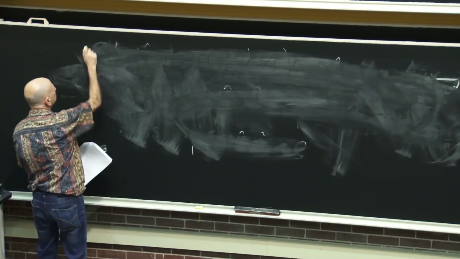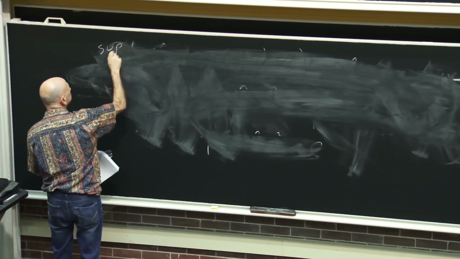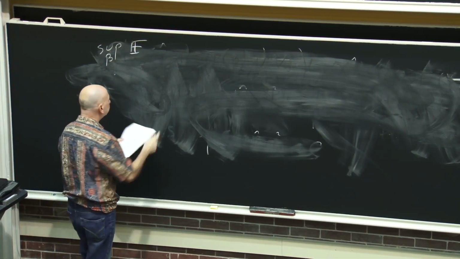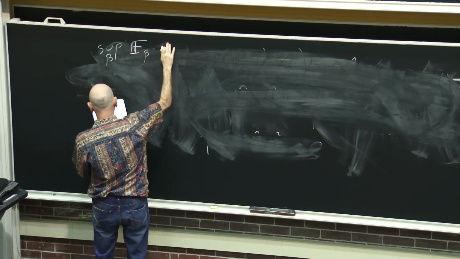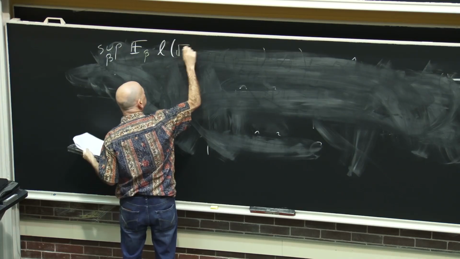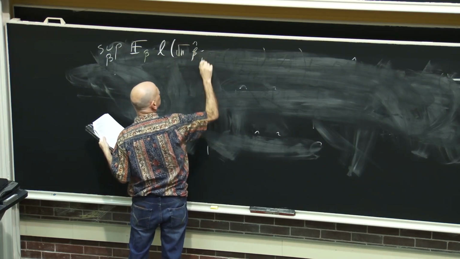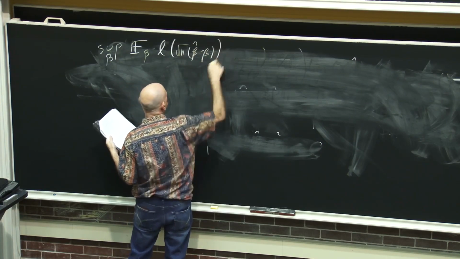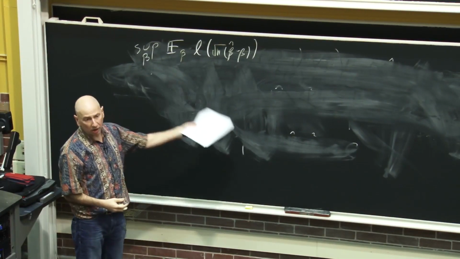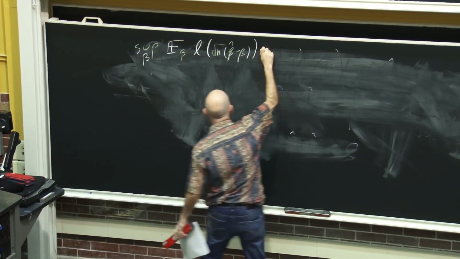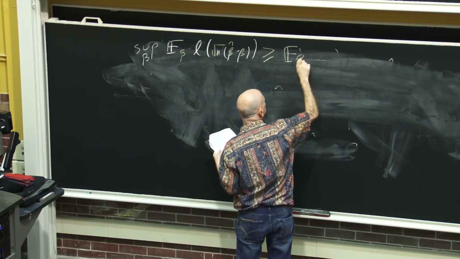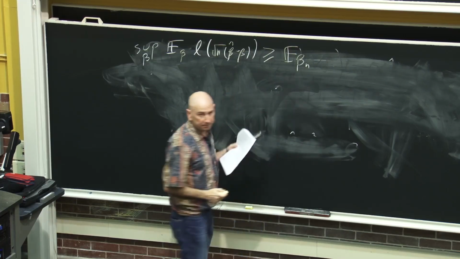Here we go. Here's the proof. So the sup over beta of the expected value under beta, and if you prefer, think of L again as just the quadratic, so just square that. The sup over all betas is certainly bigger than or equal to that particular choice of beta.